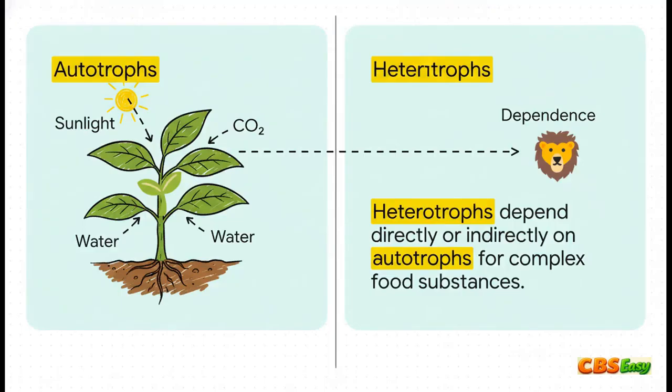So, nutrition basically breaks down into 2 main strategies, right? On one side, you've got your self-sufficient autotrophs. Think plants making their own food using sunlight. And on the other side, you've got heterotrophs. And yep, that's us. We depend on getting our food from other sources.